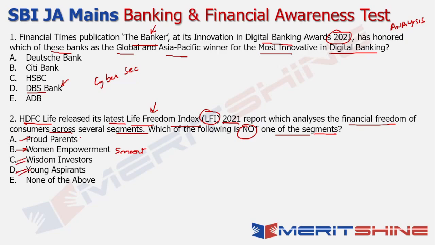So covering basically the segment of the population from the perspective of the 20 plus, or let's say even 30 plus. Then young aspirants from the perspective of 18 plus and in that range. And then wisdom investors obviously is a 30 plus kind of category. And you look at people who are there from that standpoint, and not women empowerment, but smart women. That is the context, and that's the answer in this case. So this is the incorrect one here. So these are the two answers to questions 1 and 2.